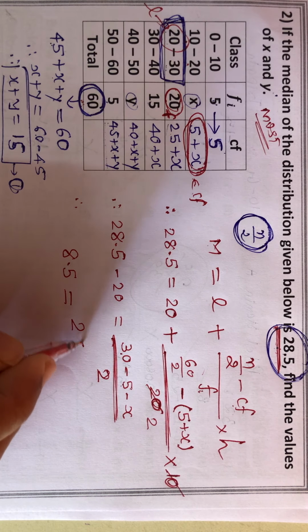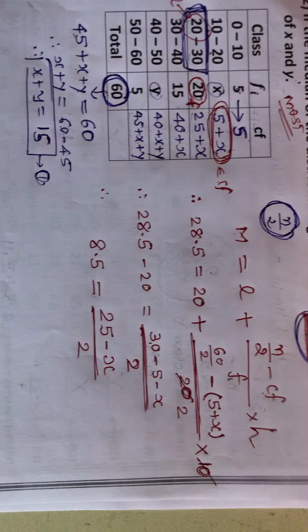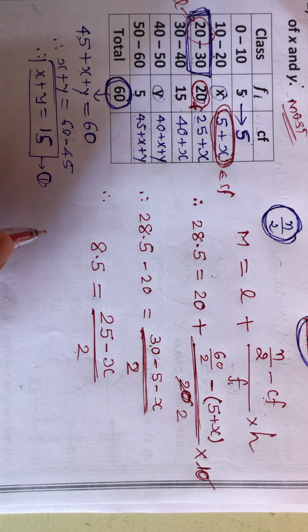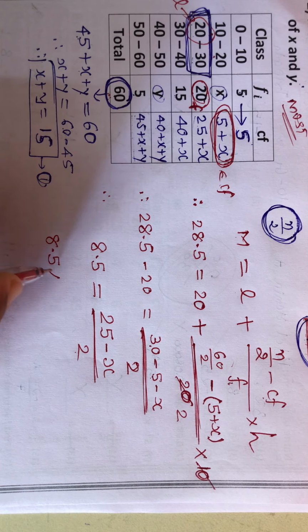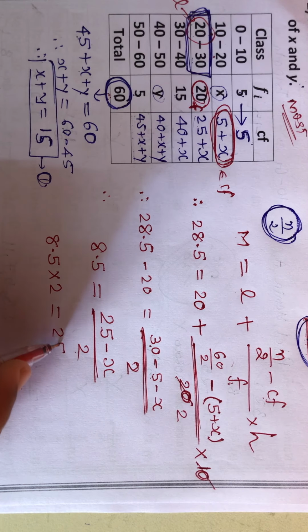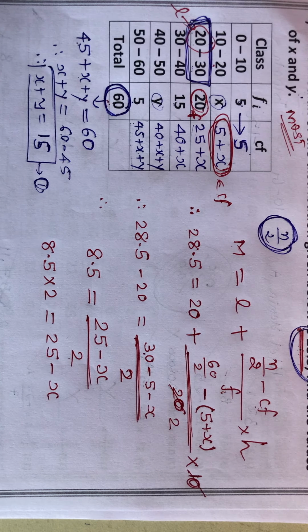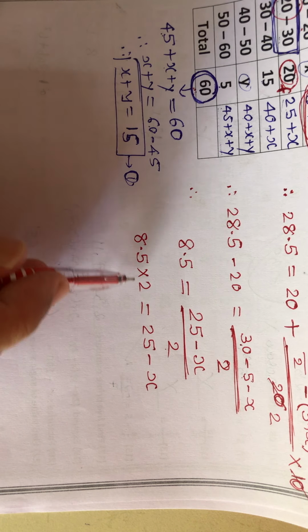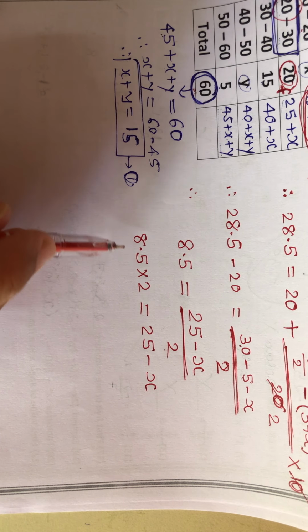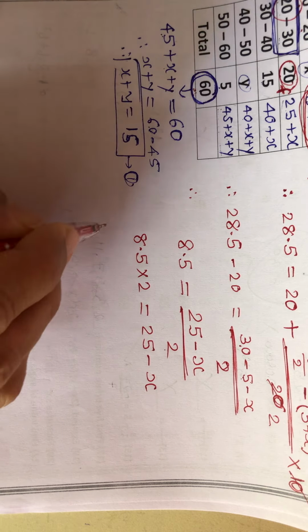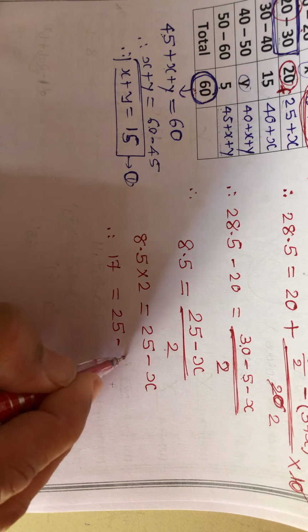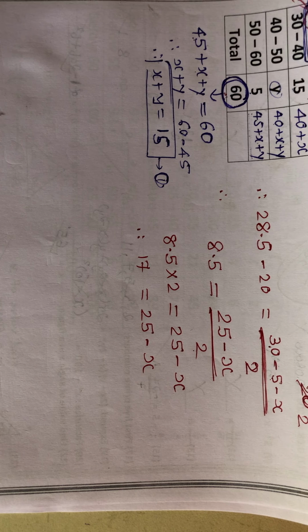25 minus x upon 2. Now then what to do? Divide by 2 now becomes multiply. 8.5 into 2 equals 25 minus x. Then 8.5 into 2, do you know the multiplication? Of course it is 8.5 into 2. The answer is 17 is equal to 25 minus x.